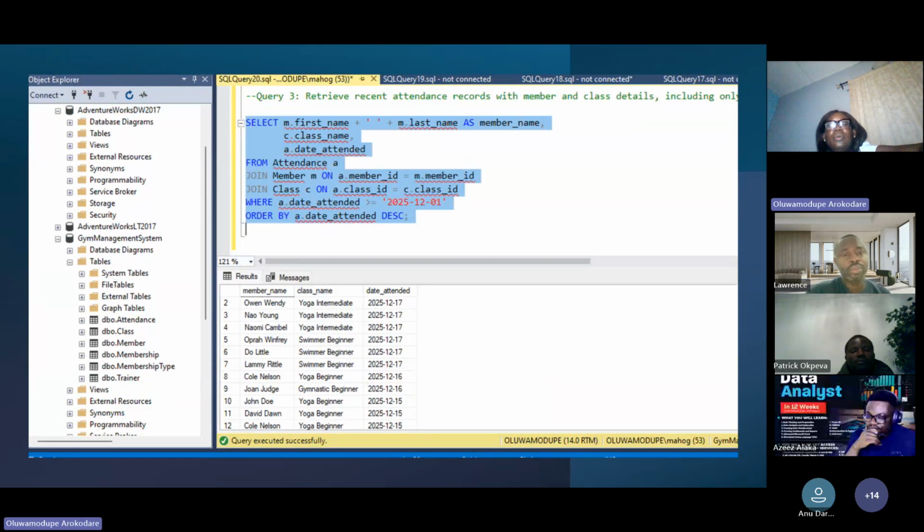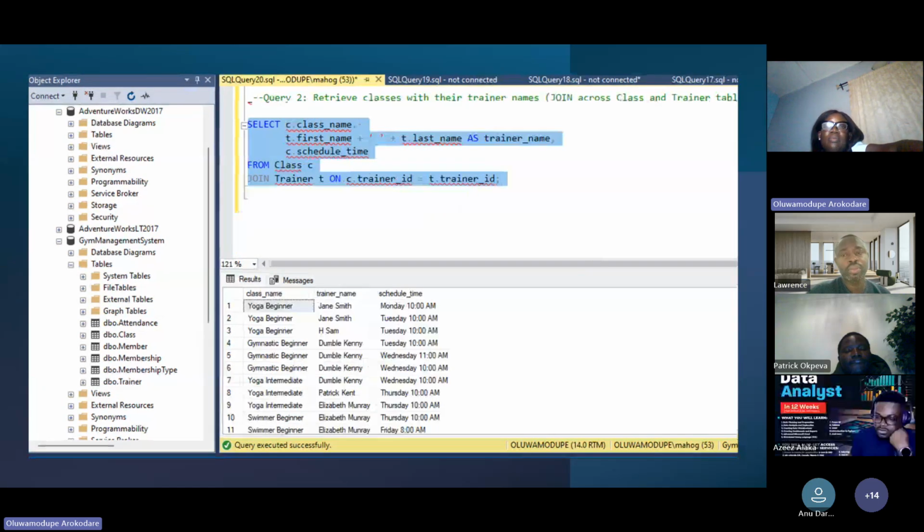So I've been able to do that and create a query to retrieve recent attendance records with member and class details, which includes only their name and the dates they attended. And this is the outcome: the member name, the class name, and the date attended. Also, the second query retrieves classes with their trainer names, joining across the class and trainer tables. So this is the outcome of what I've been able to get. We have the trainer name, the schedule time, and the class name.